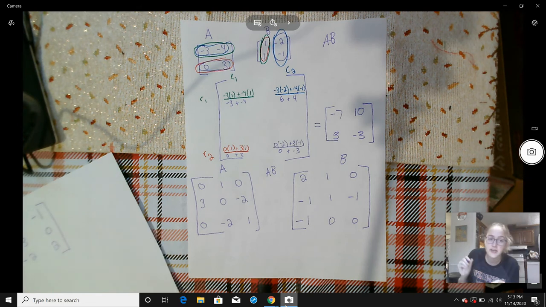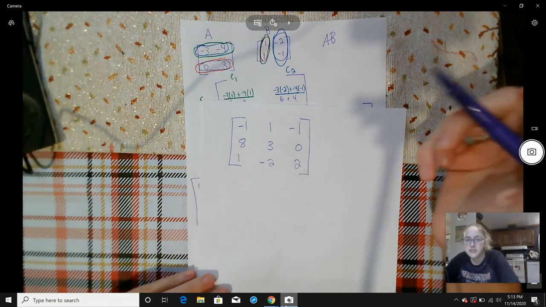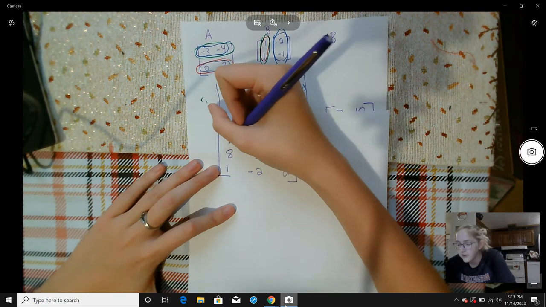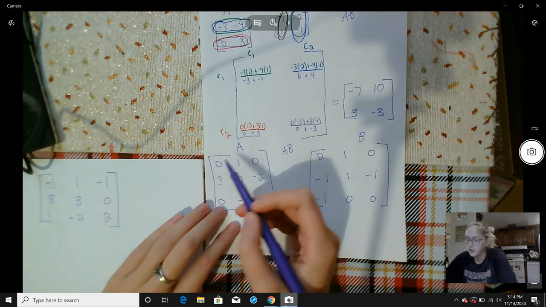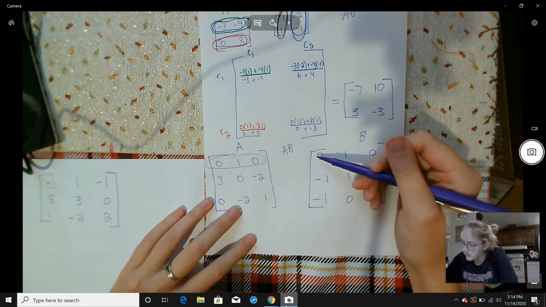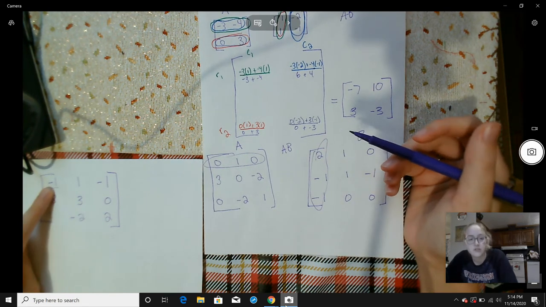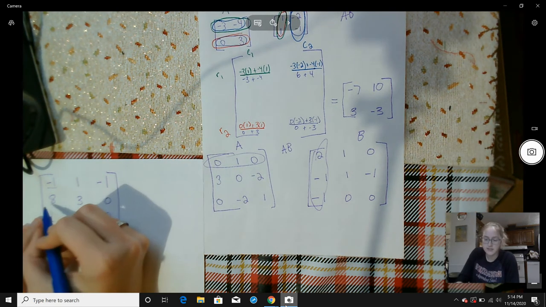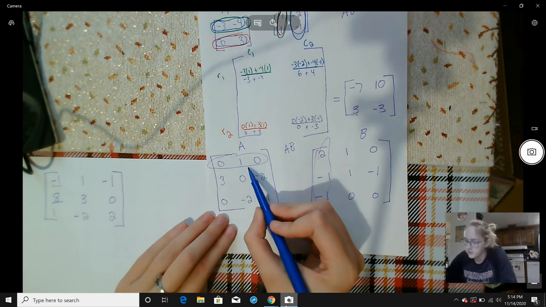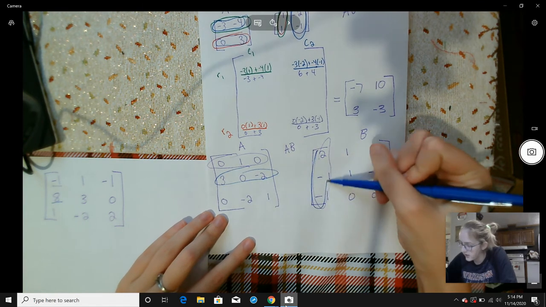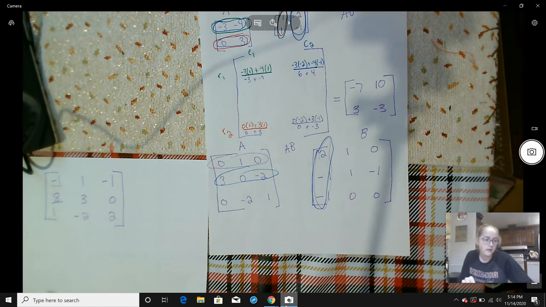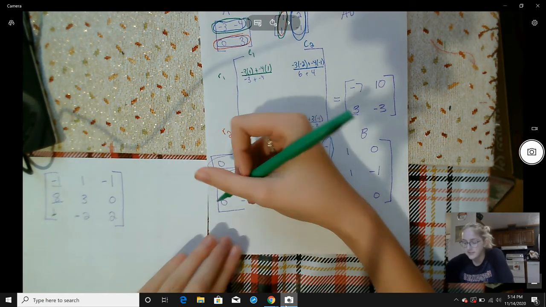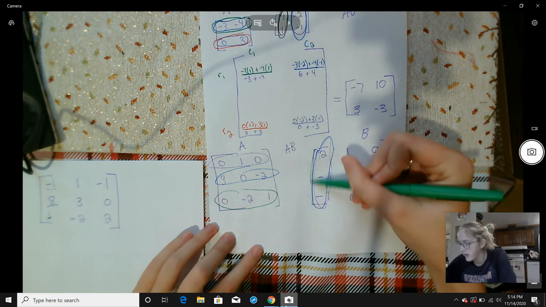So unless I copied this down wrong from Delta Math, this is the answer that you should get when you multiply that matrix. So in order to find this first term, you're going to do this row times this column, because this is in the first row, first column. Same thing down here. If you want to find the second term, it's going to be the second row times the first column. And lastly, if you want to find this term, that's in the third row in the first column.